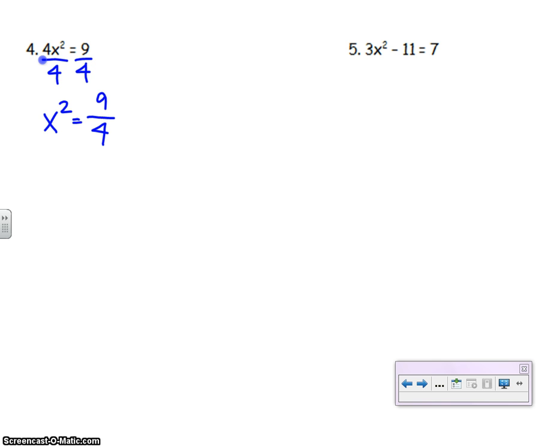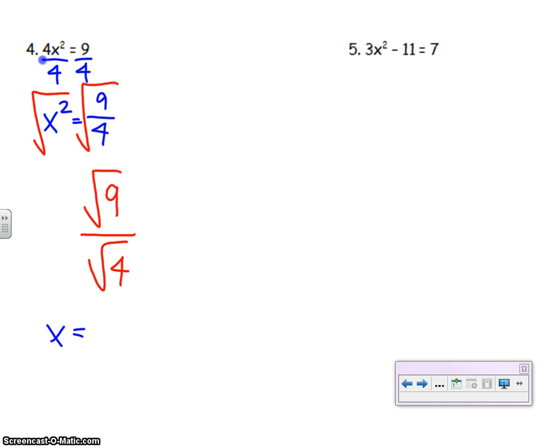So we're going to take the square root of both sides. And we remember the square root of 9/4 is the same as the square root of 9 divided by the square root of 4. And since those are both perfect squares, we're not going to have any trouble with this. So we can say that x is equal to positive 3/2 or negative 3/2.